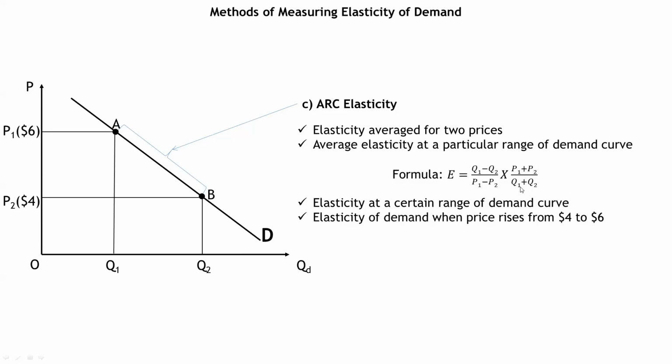Q1 plus Q2. In case of taking change in prices and quantities, it doesn't matter whether you take Q1 first or Q2 first. But what is important is, if you put Q1 first, you have to put P1 first. That is, if you take Q1 minus Q2, you have to take P1 minus P2. And if you take Q2 first, that is Q2 minus Q1, you have to take P2 minus P1. You can take changes in any direction. It has no impact on the result.